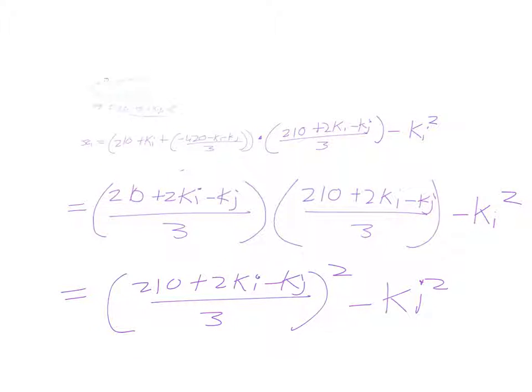Once again, don't get confused by this. We just multiply it by 3. So 210 multiplied by 3 is what, 630? And then 630 minus 420 is going to be 210. So that's where that comes from. Similarly for the Ki.